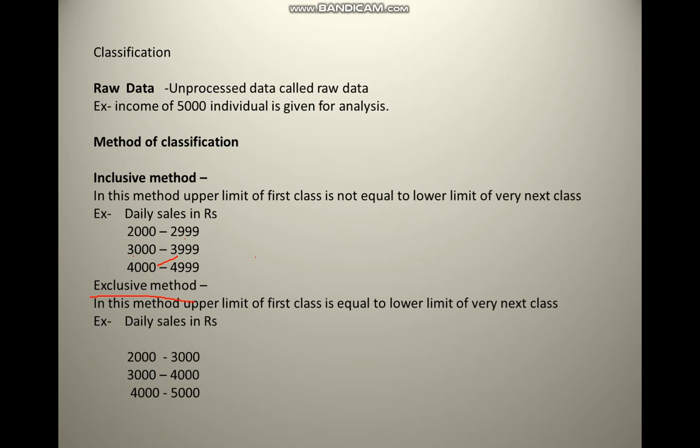Exclusive method is, in this method the upper limit of the first class is equal to the lower limit of the very next class. Example, daily sales in rupees, here 2000 to 3000, and the next class lower limit is the same. Okay, that is called the exclusive method.